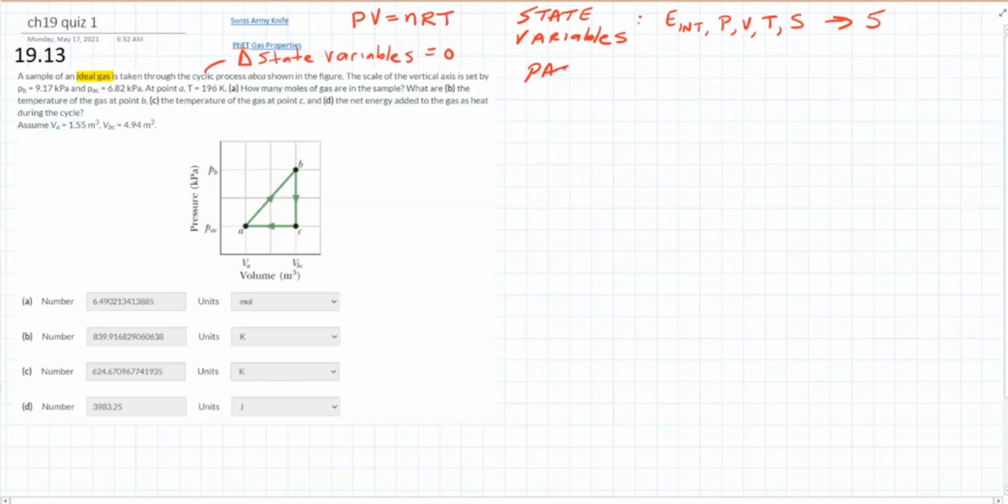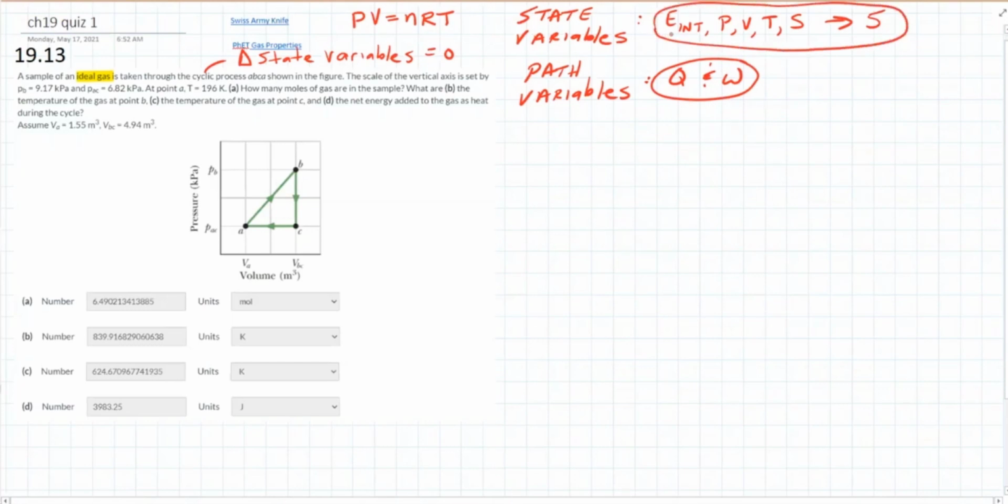variables. Path variables, once again, care about their lineage. They care about the path that led them to where they are now. And the path variables are heat and work. Path-dependent variables, and path-independent variables, also known as state variables.